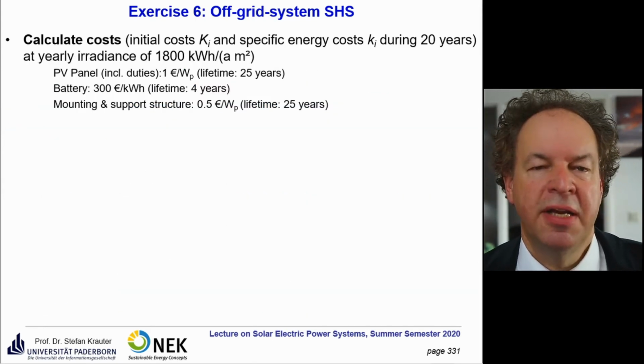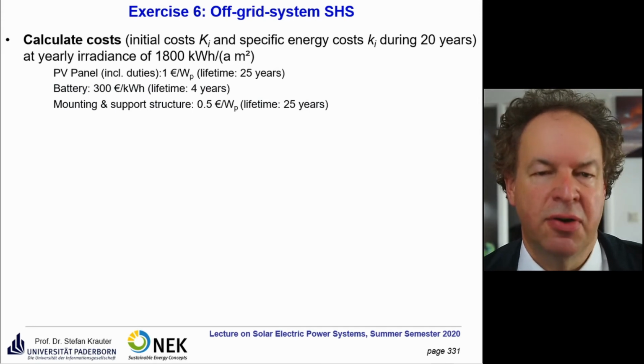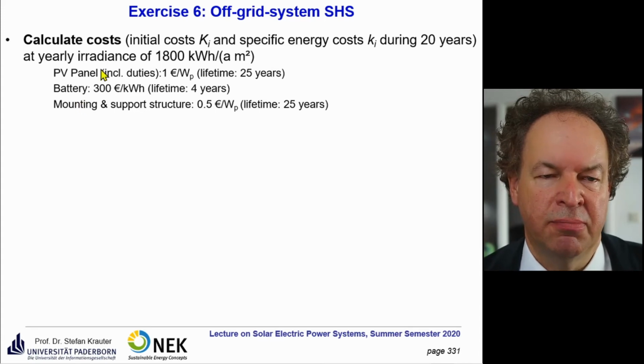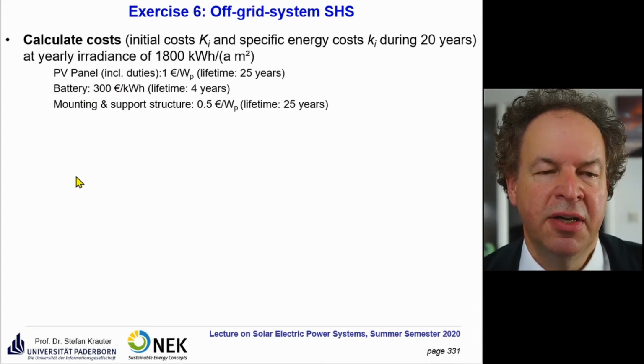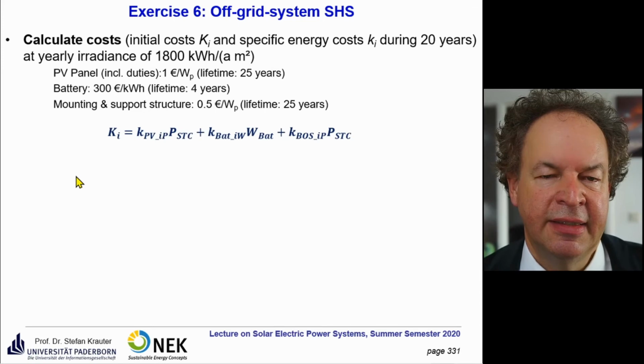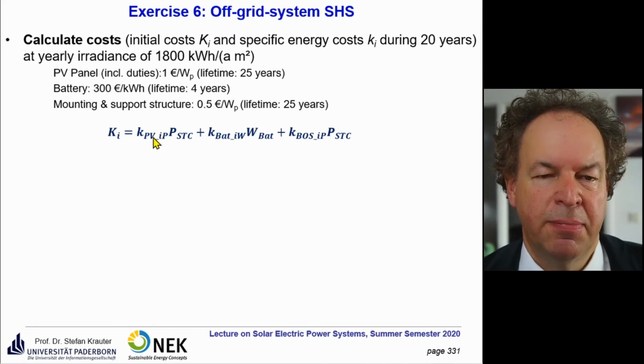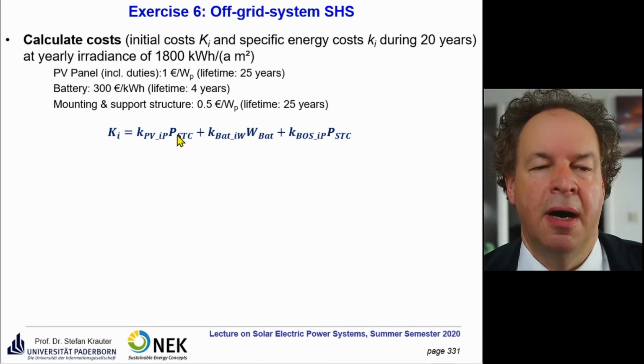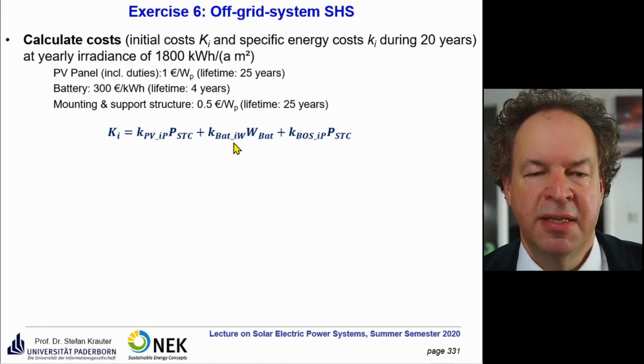So we are now calculating the costs, the initial investment costs, and the specific costs during 20 years. These are the values given here for the location, and the total costs are the specific cost of the PV panel, calculated. This is €1 per watt. In a factory in China you may get it from 0.3 per watt peak, but there are margins, there are customs and so on to pay, so that's expensive.